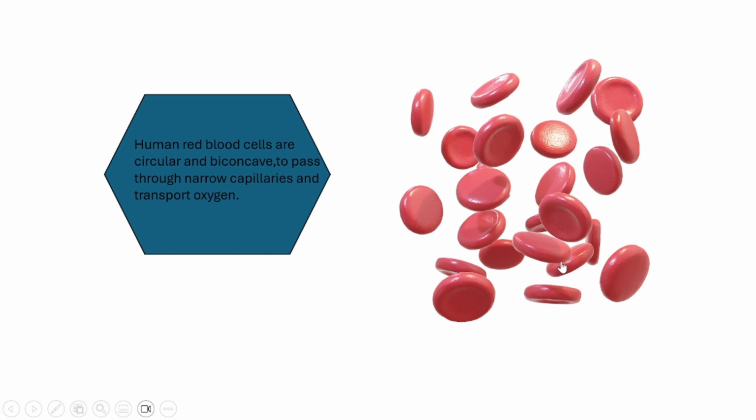Now I have told you that the shapes are due to the function. So RBCs are biconcave and circular because they need a large surface area for the diffusion of oxygen. We know that RBCs supply oxygen. The hemoglobin present in the RBC supplies oxygen to the cell. So these are biconcave and circular to accommodate more oxygen.